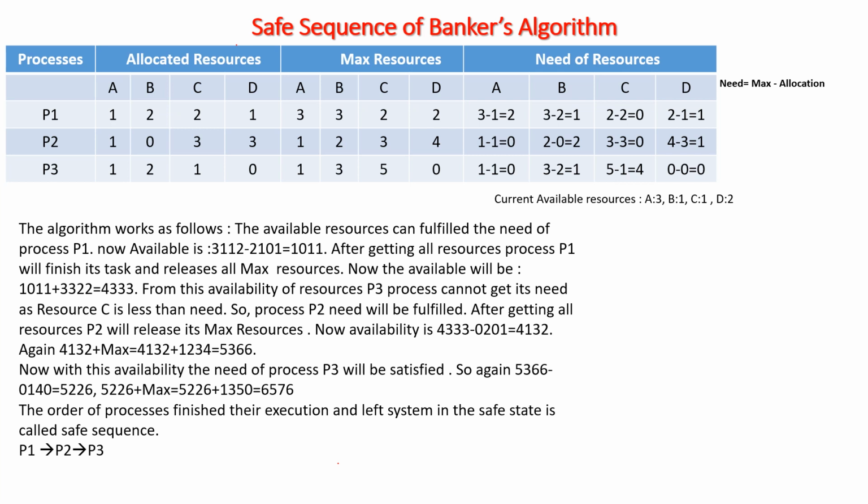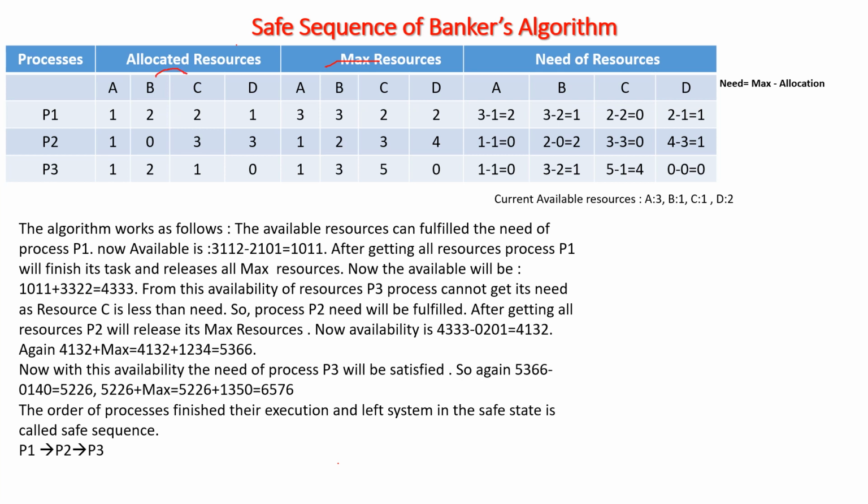In this video lecture, I am going to discuss one of the safe sequence of Banker's algorithm. Banker's algorithm is one of the deadlock avoidance algorithms. So in this example, there are three processes P1, P2, P3, and their maximum resources which they require will be given by max resource, and the number of resources which are allocated will be given as allocated resources.